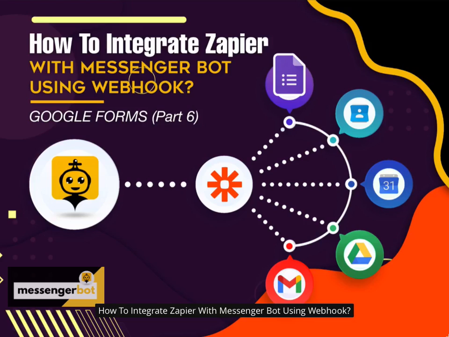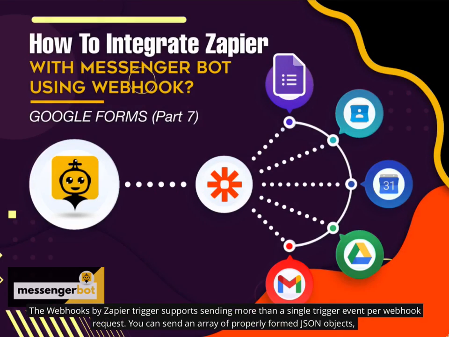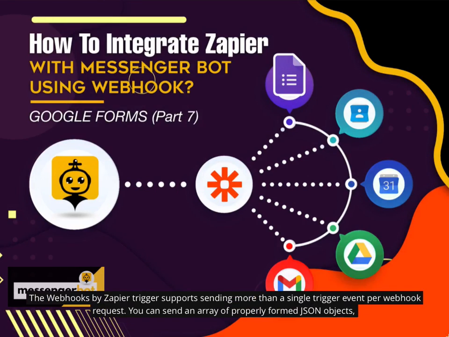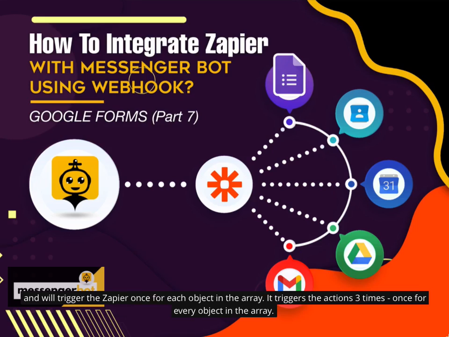How to integrate Zapier with Messenger bot using Webhook. The Webhook by Zapier trigger supports sending more than a single trigger event per Webhook request. You can send an array of properly formed JSON objects, and will trigger the Zapier once for each object in the array. It triggers the actions 3 times, once for every object in the array.